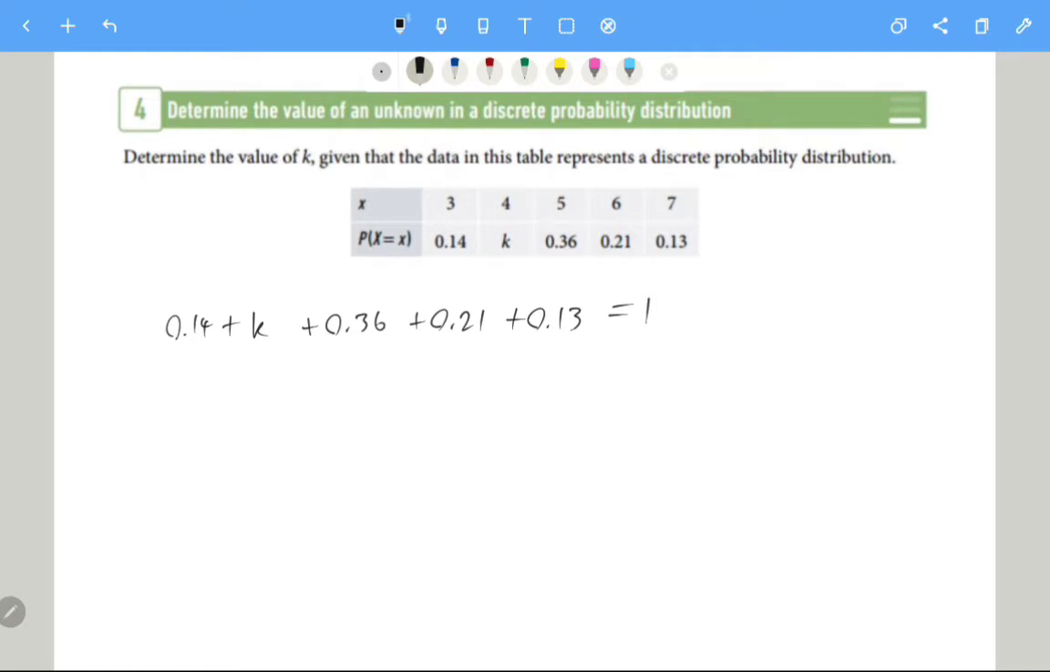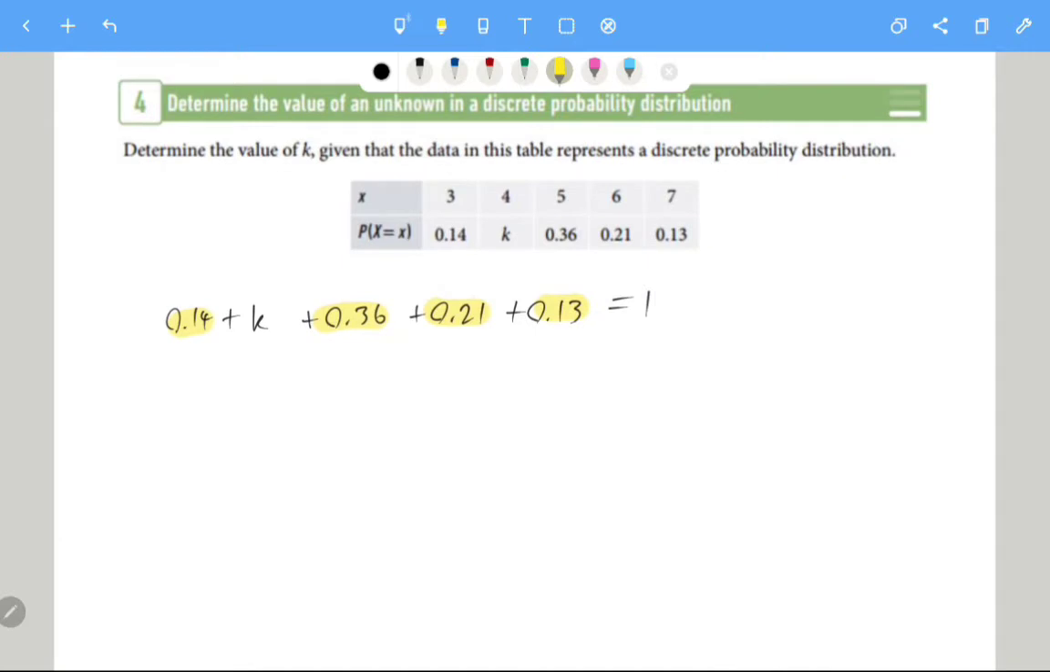Alright, so let's tally up these probabilities. These first two add up to 0.5, 0.71, 0.84. So the next line is going to be k plus 0.84 is equal to 1. Subtract 0.84 from both sides, and we are left with 0.16. So k must be equal to 0.16.